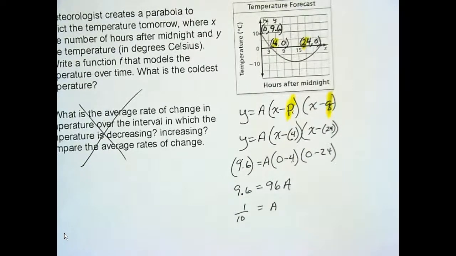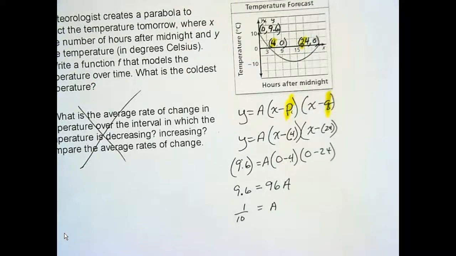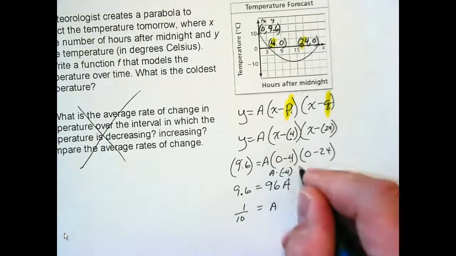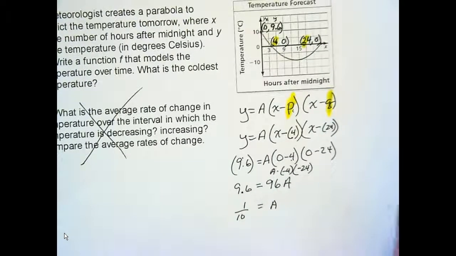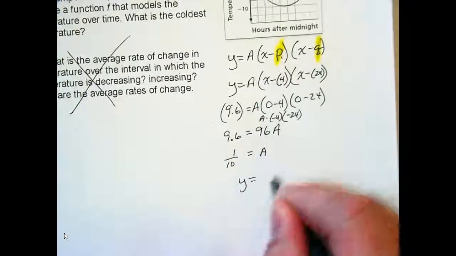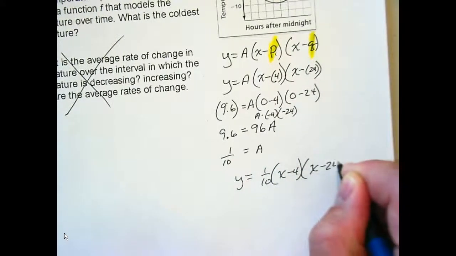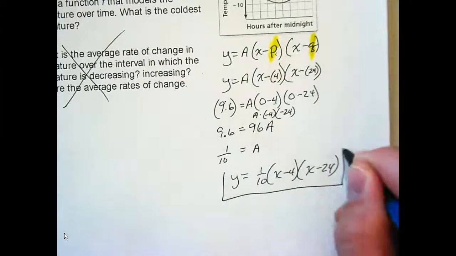Okay, let me pause there. Any questions up to there? Aaron? -4 times -24, yeah. So we get A times 0 minus 4 times 0 minus 24. Okay, so writing our equation, y equals 1/10 times (x minus 4) times (x minus 24). Cool, we wrote our equation.